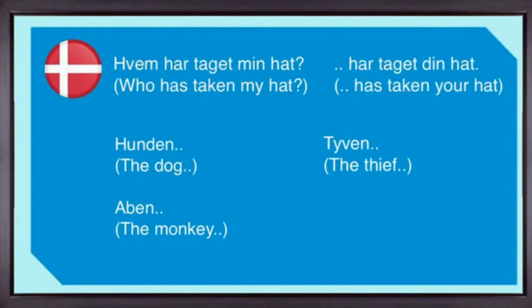Hvem har taget min hat? Who has taken my hat? Like who took it? La la la la har taget din hat. Right? So in this one we put the perpetrator, the noun, first. Har taget din hat. Has taken your hat. Hunden. Aben. The monkey. So first the dog, then the monkey. Tyven.